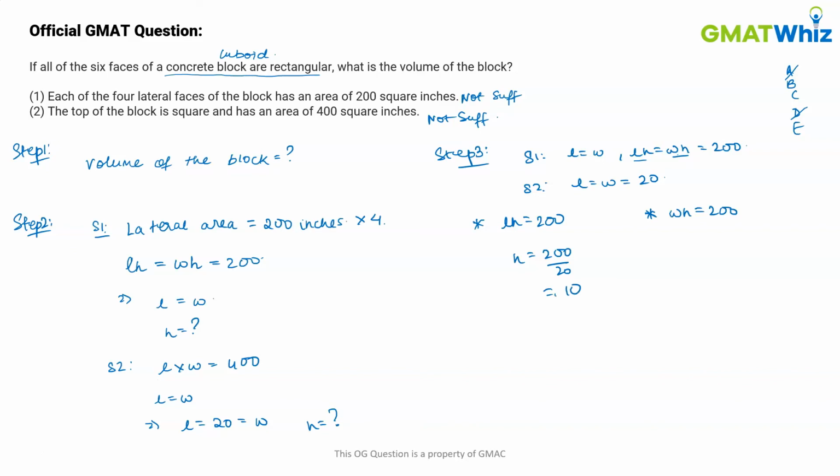Using the other equation as well, we get H equal to 200 by 20, which is equal to 10. So the volume will be length times width times height, which is equal to 20 times 20 times 10. Now, this gives us a result of 4000 square inches. So, after combining both the statements together, it is possible for us to find the volume of the concrete block. Hence, the correct answer is option C.